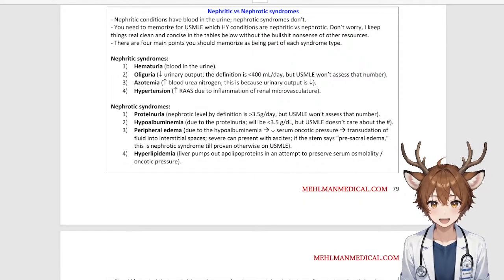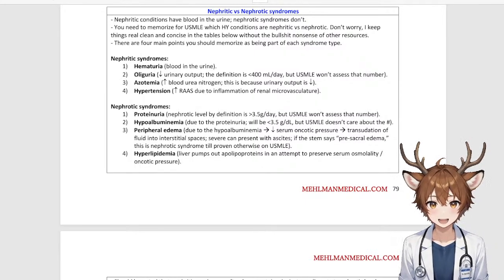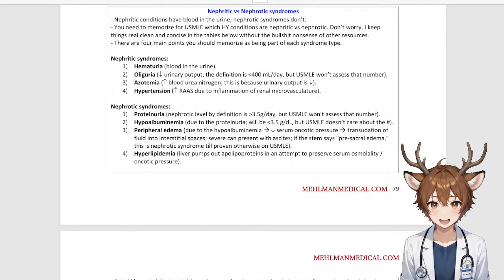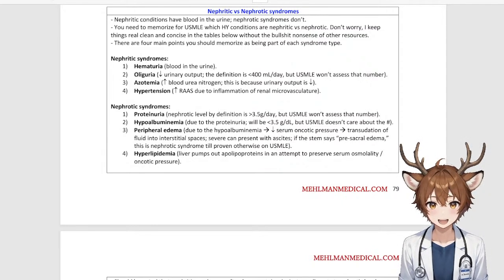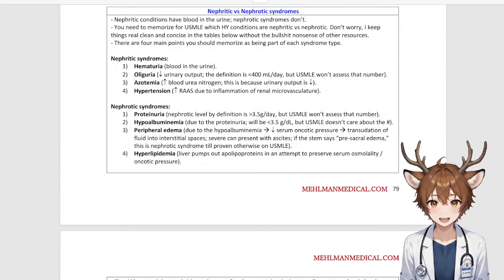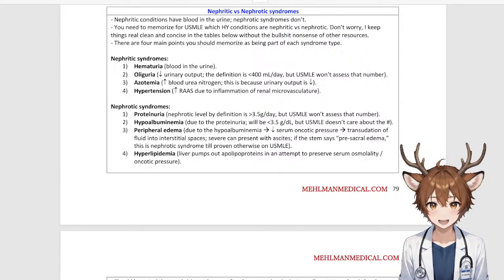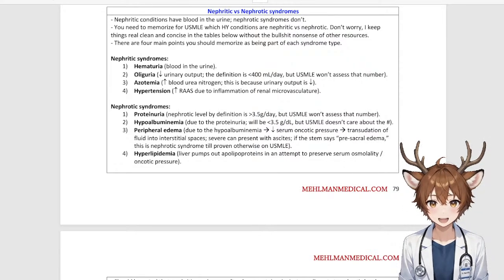Nephritic versus nephrotic syndromes. Nephritic conditions have blood in the urine. Nephrotic syndromes do not. You need to memorize for USMLE which high-yield conditions are nephritic versus nephrotic. Don't worry, I keep things clean and concise in the tables below without the nonsense of other resources. There are 4 main points you need to memorize as being part of each syndrome type.